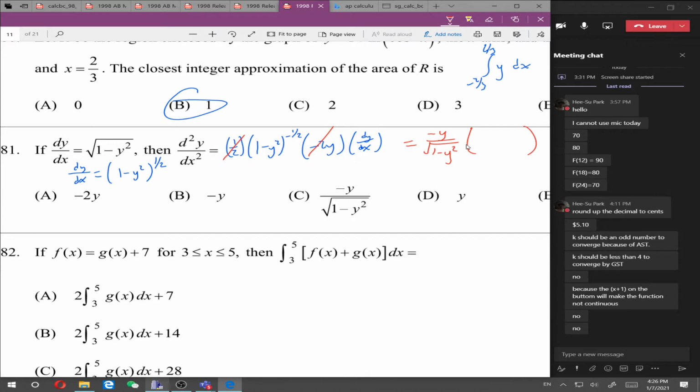And then I'm going to multiply by dy over dx. What is dy over dx? Square root of 1 minus y squared. Okay, so that's going to allow me to cancel. And I'm left with just negative y.